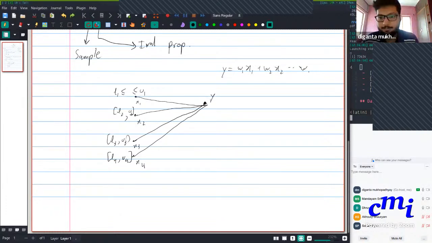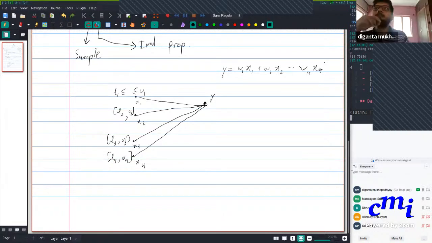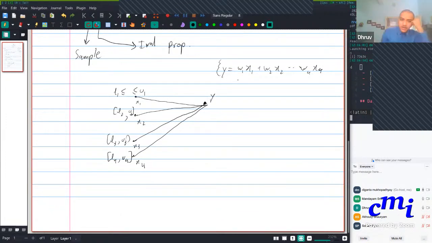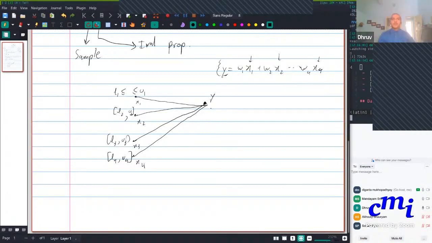It's not even going to be a union of intervals. This is in general a function from X1 to X4 to Y. Just figure out what the upper bound and lower bound of Y should be in terms of the upper bound and lower bound of X1 through X4.